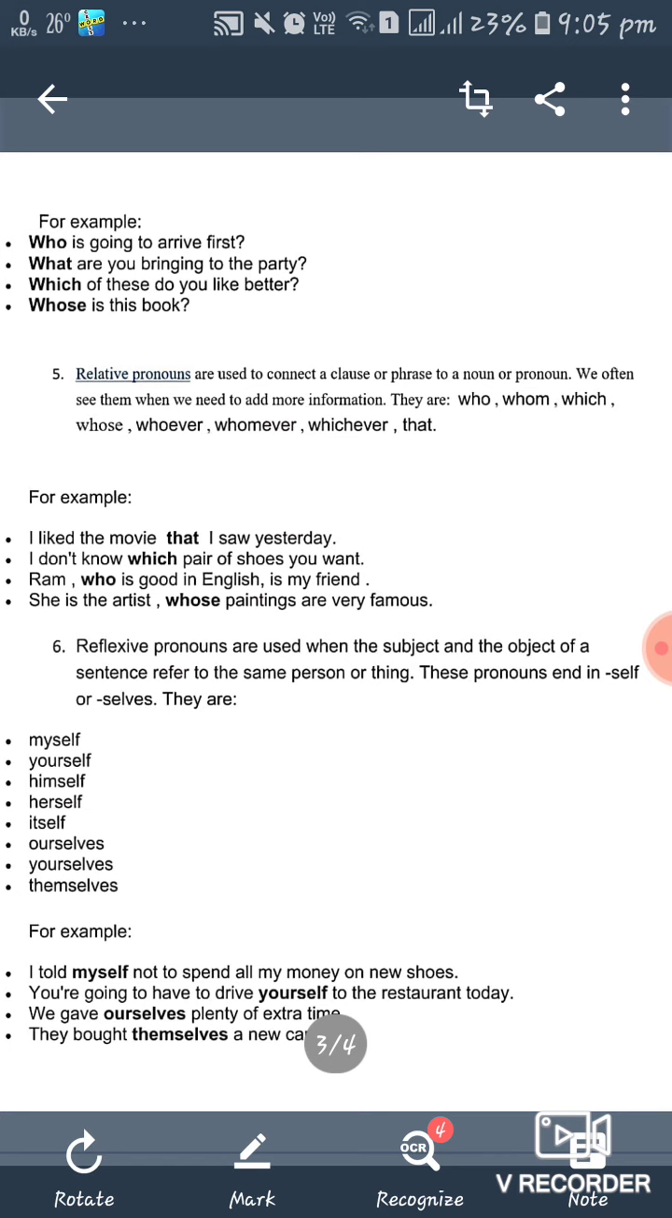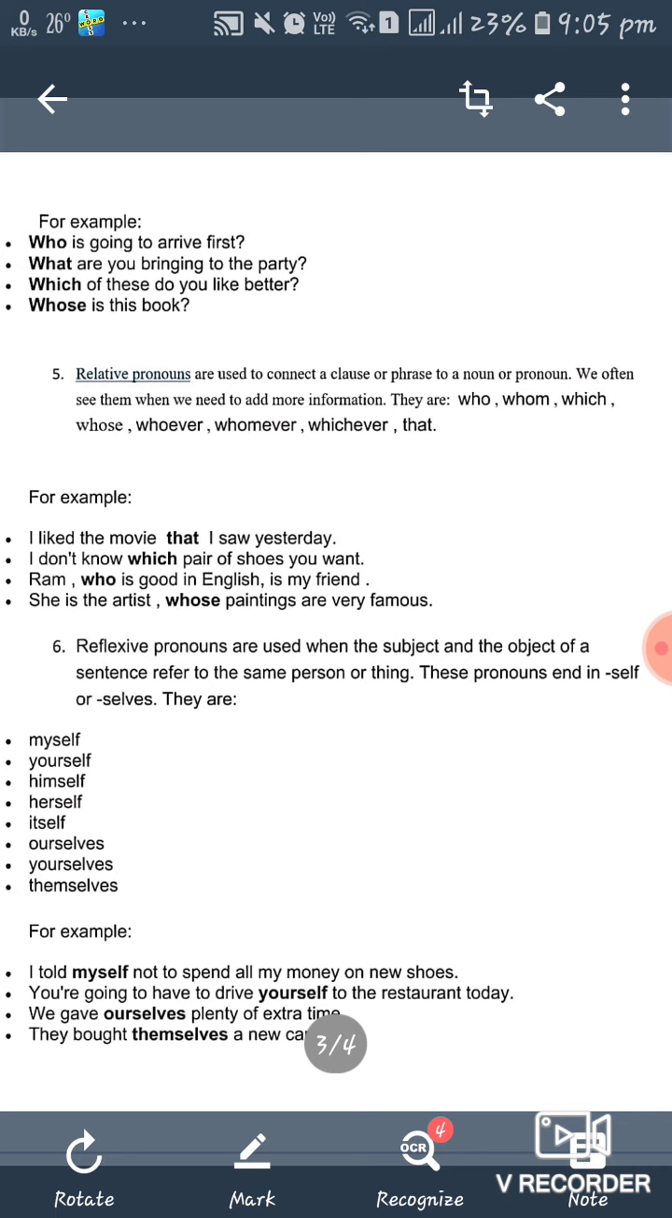Third example for this. Ram, who is good in English, is my friend. So it is joining two sentences. Which are those two sentences? Ram is good in English. Ram is my friend. So how are we joining them? With the word who. Ram, who is good in English, is my friend. So who is the relative pronoun over here. It is not asking any question. So it is not an interrogative pronoun over here. Let's see the rest of the examples. I like the movie that I saw yesterday. Alright.